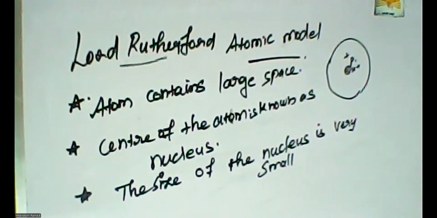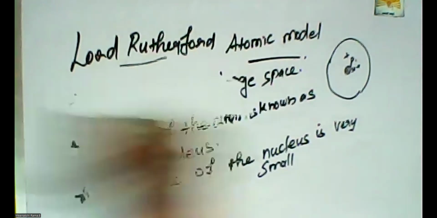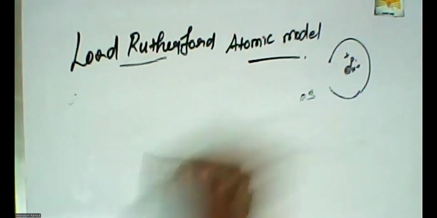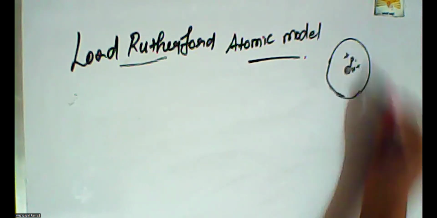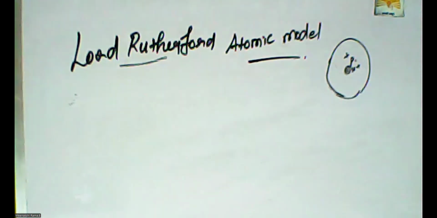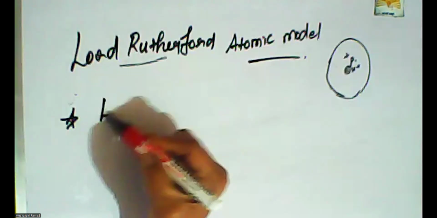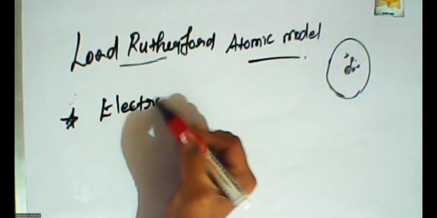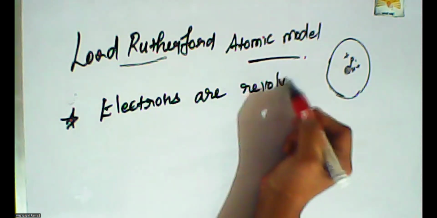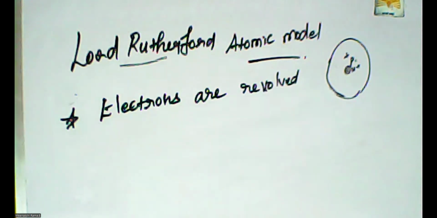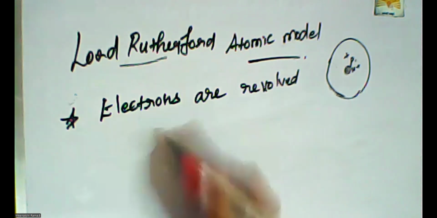And the next one: protons and neutrons are in that center part, and the electrons are revolving around the protons and neutrons. So the fourth point, electrons revolve around the nucleus. This is also a conclusion of the Rutherford atomic model.